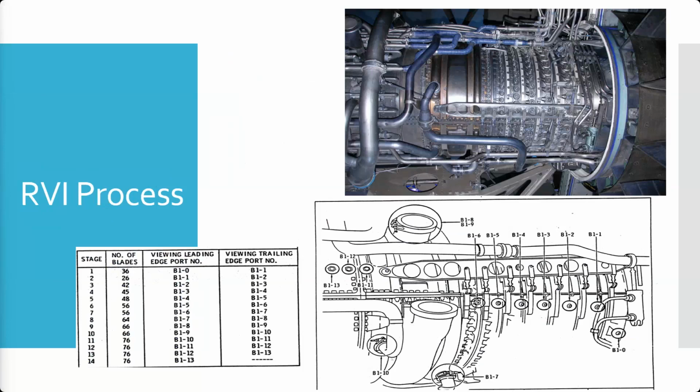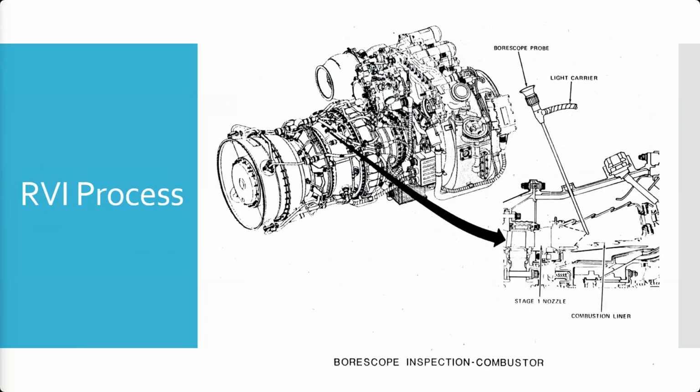So you have those ports. Here's another example of an engine, right? Any idea what they would be going in through right here? Anyone tell what we got going on? So we're inside a combustion liner, looking towards the turbine, the first turbine stage nozzles, the guide vanes, right?